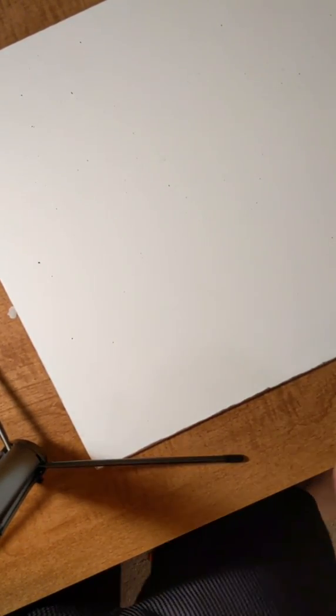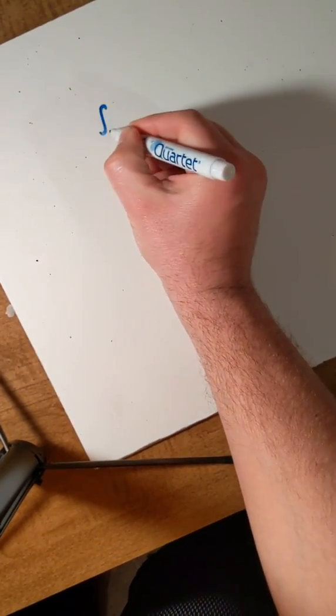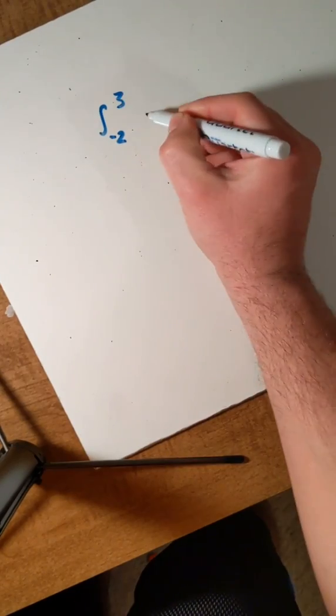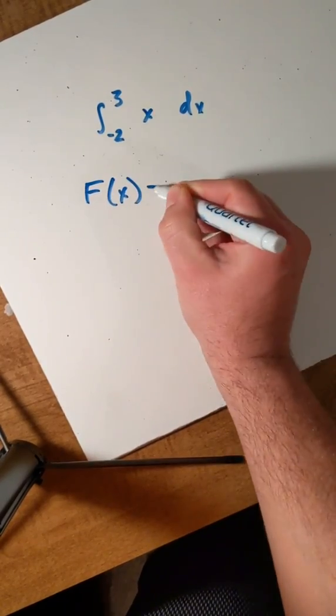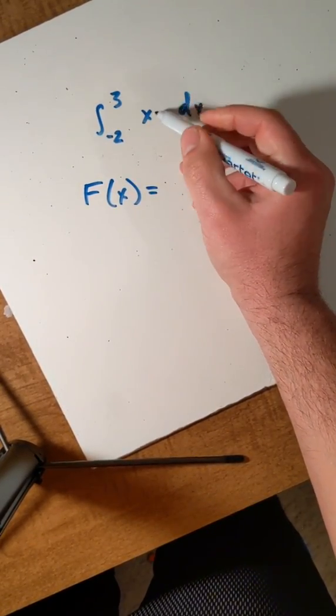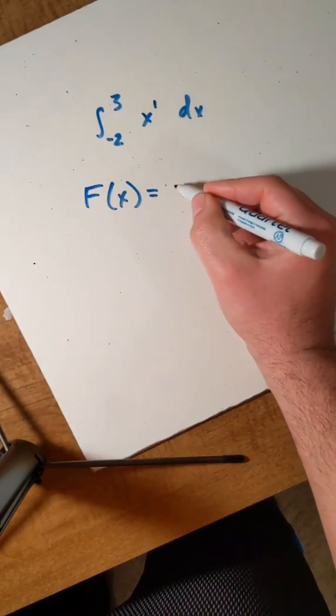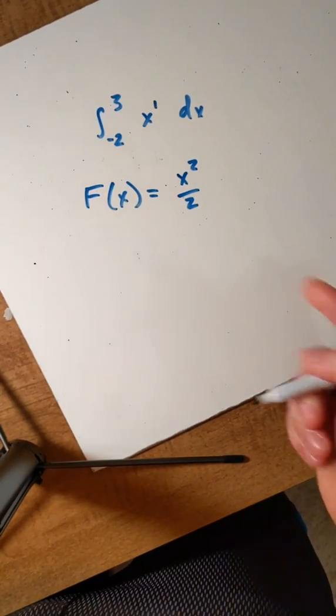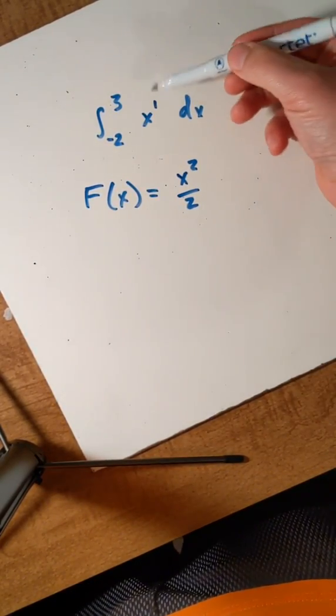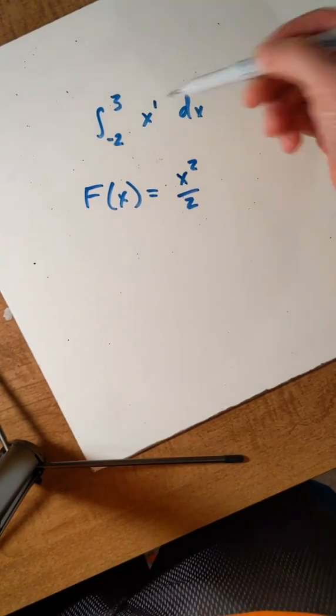Okay, so going through the homework problems here. First problem is evaluate the integral from -2 to 3 of x dx. So first thing we need to do is find capital F of x, so we have to integrate this. This is technically x to the first. There's no number in front, so we're going to make this x squared over 2. So there's our function. What we're going to do now is plug in 3 and also plug in -2.